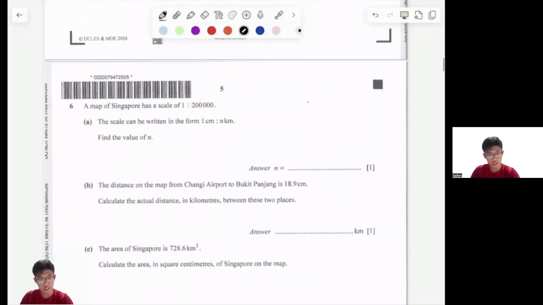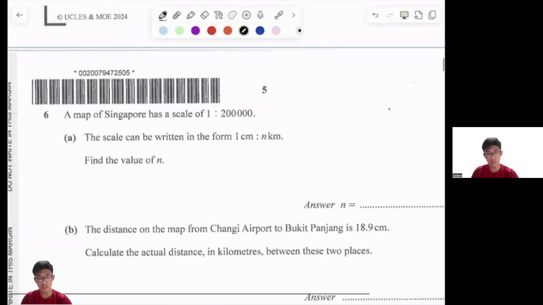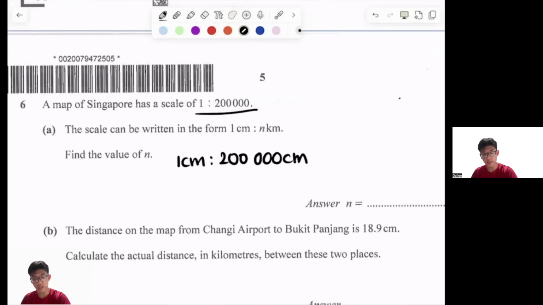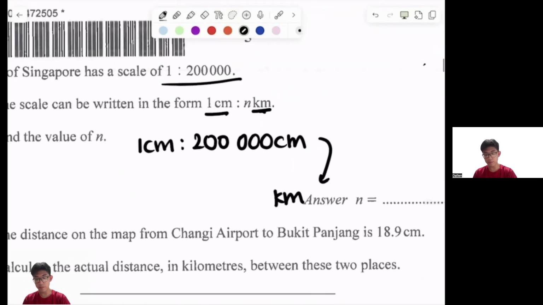Okay, so this is question 6. Question 6 says a map of Singapore has a scale of 1 to 200,000 cm. And the scale, we want it to be written as 1 cm to n km, right? So obviously we want to turn this to km, right? Okay, so how do we convert to km?